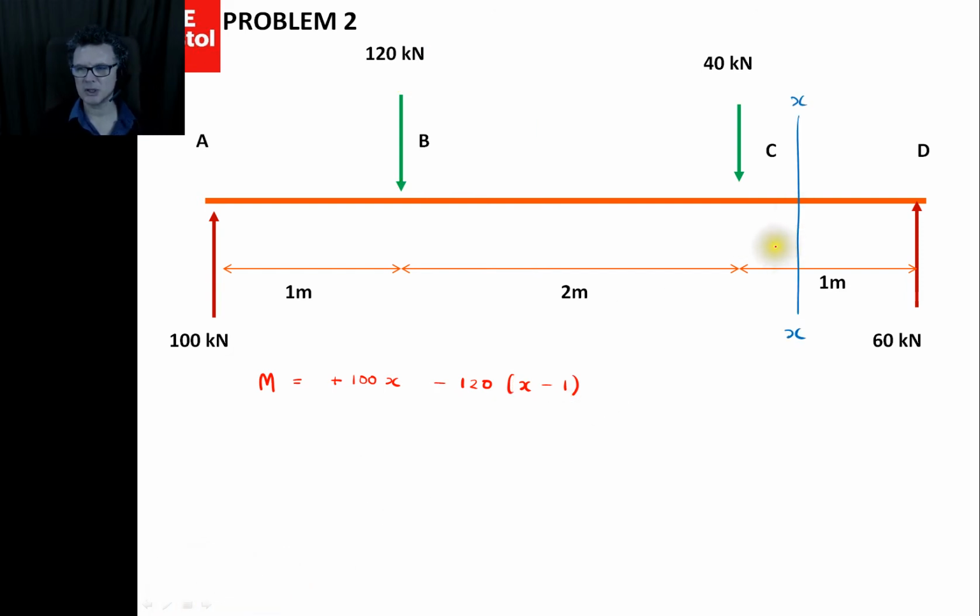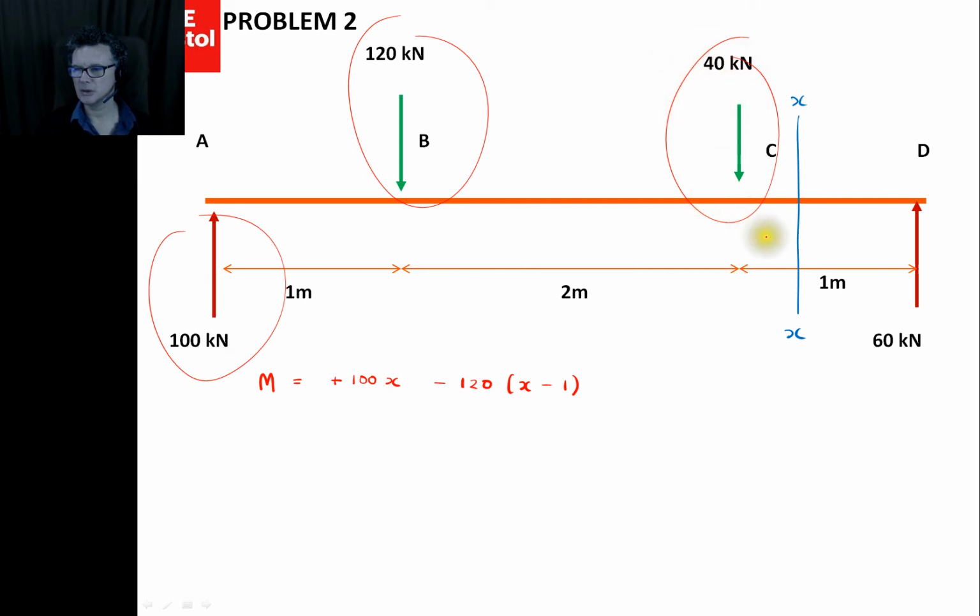What about when we're in between C and D? Well, in that case, we've still got this one, we've still got this one, but now we've got another one here to deal with. How far is it from x equals 0? It's 3 meters away from x equals 0. So this distance here is going to be x take away 3, and that will give me my distance from here to here. It's going to have a 40 value, and it's going to go downwards.